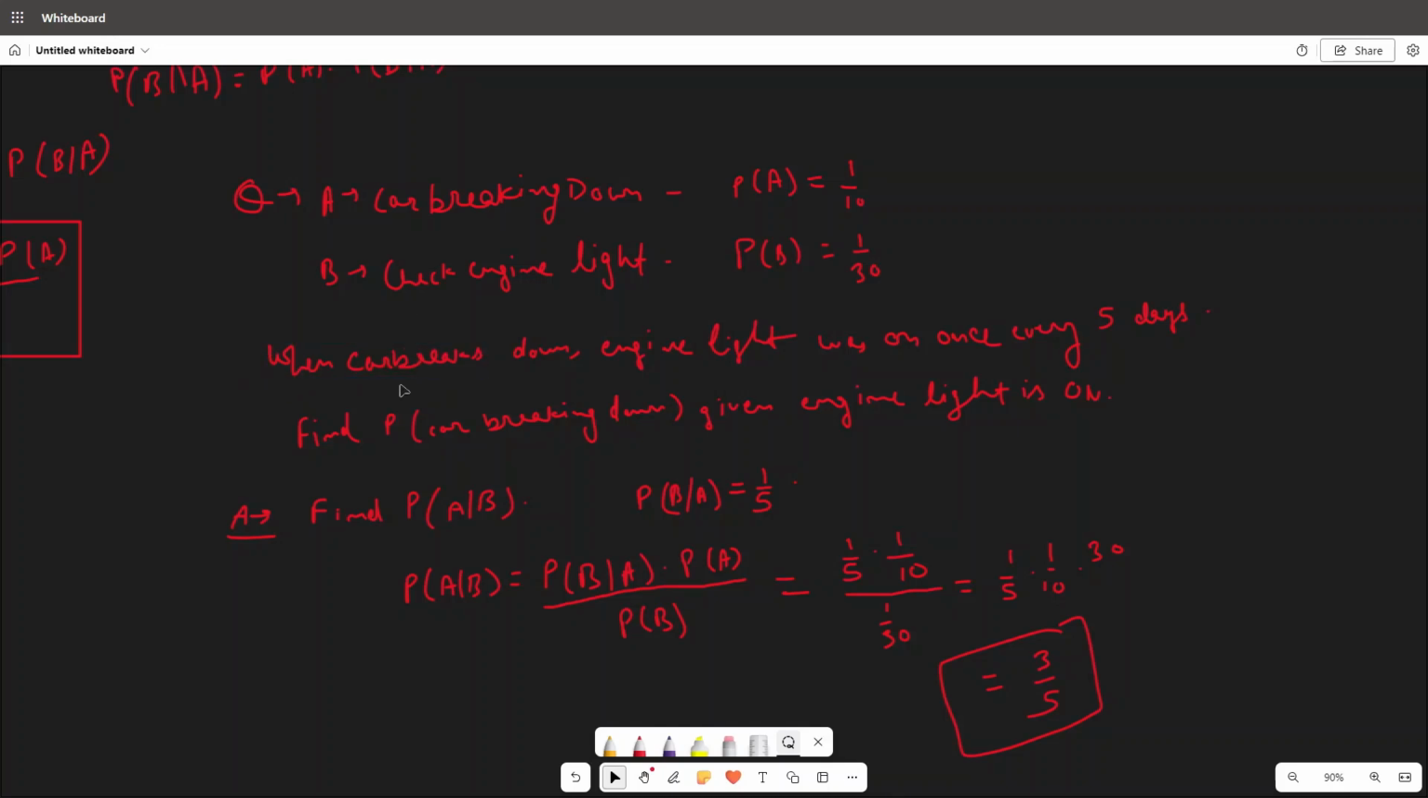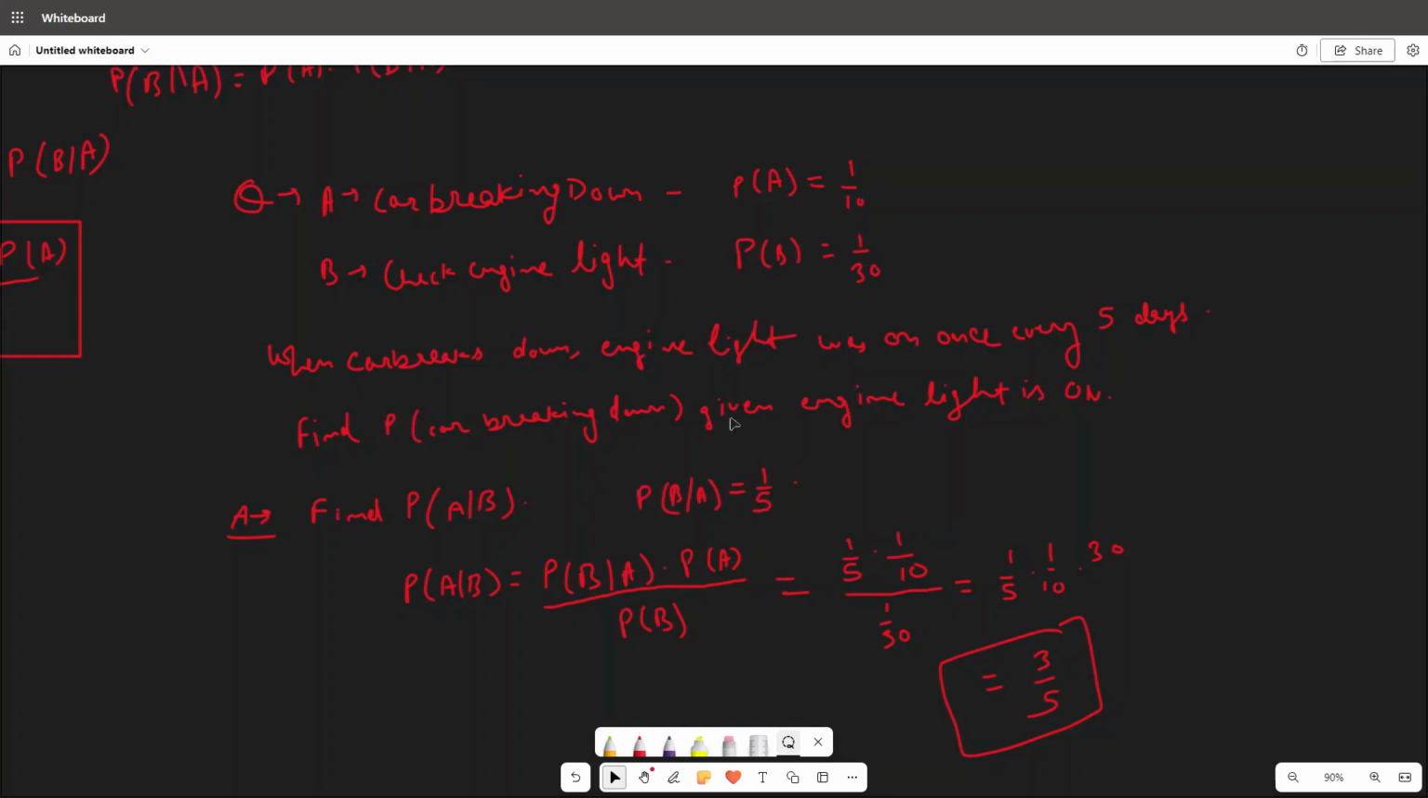Now when the car breaks down, the engine light was on once every 5 days. This is also a given piece of information to us. So we can interpret this as, given that the car breaks down, the probability of check engine light was 1 divided by 5. So if we try to represent this in terms of A and B, we can say that probability of B given A is 1 by 5. This line, that is when the car breaks down, engine light was on once every 5 days, can be written as this. Probability of B given A is 1 by 5.